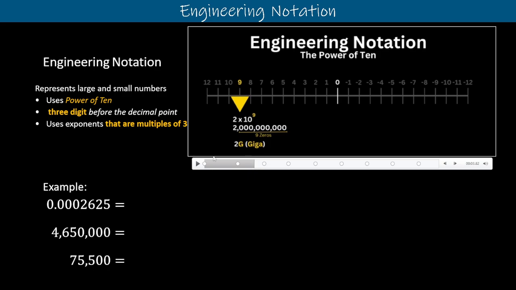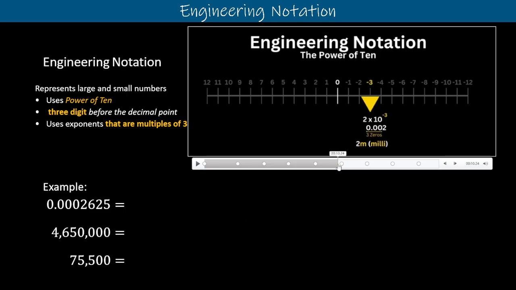We can keep going. We can get to the giga stage, which is times 10 to the positive 9, and we represent that with 2G or 2 giga. Then we move one more, and we can do times 10 to the positive 12. That's a lot of zeros, but we can just represent it as 2T or 2 tera. Terabyte, that kind of thing.